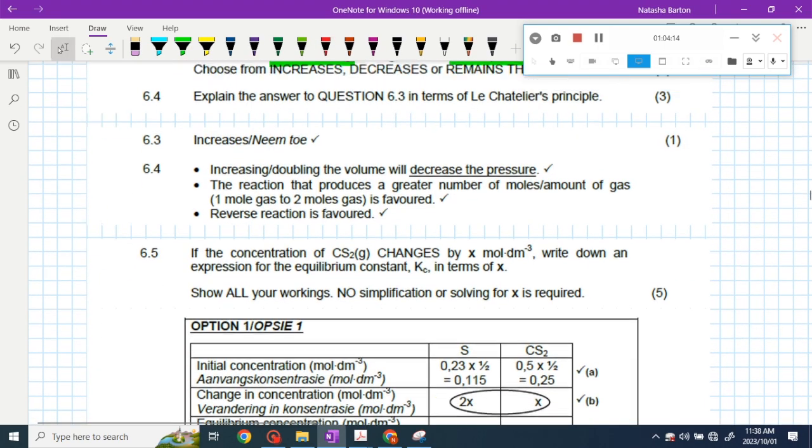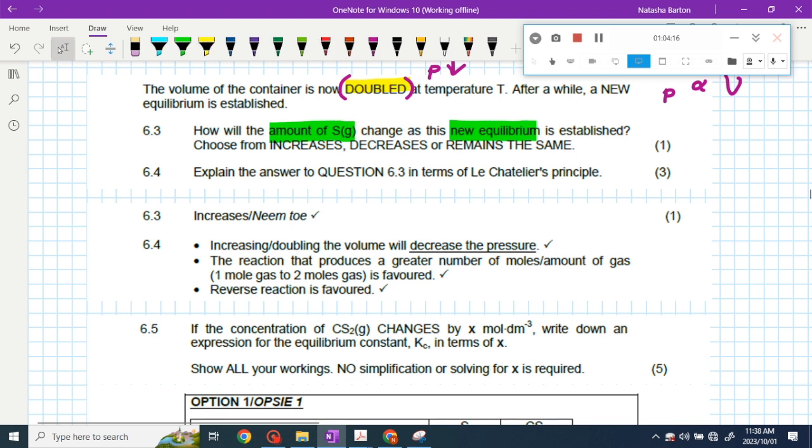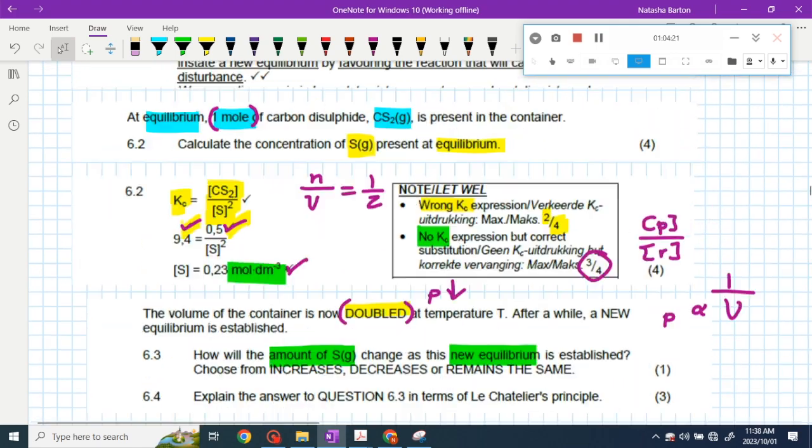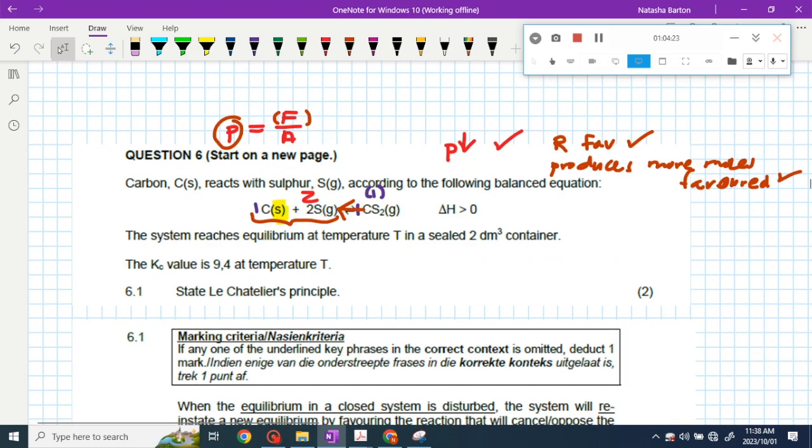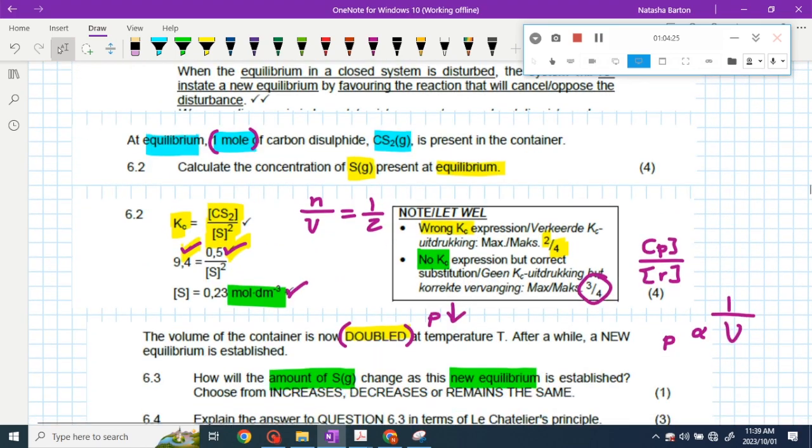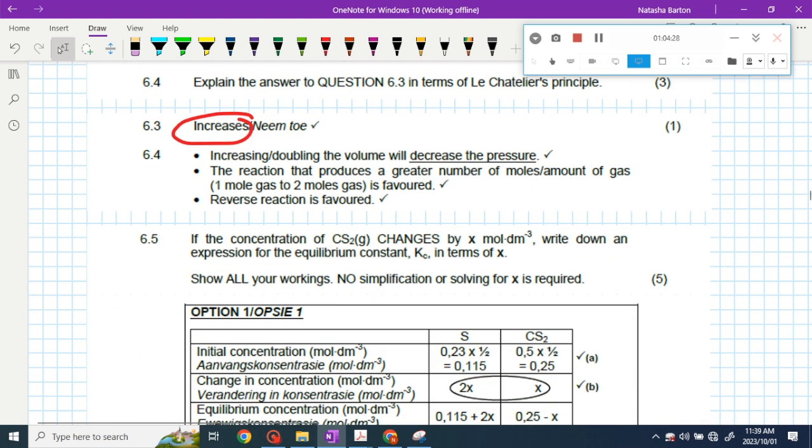Okay, so if we go down, again look and see. Firstly, they give a mark for saying what's going to happen to the amount of S. Well, if the reverse reaction is favored, the concentration of it is going to increase. We're going to increase the amount of it. But where are they giving the marks? They're giving a mark, number 1, for saying increasing the volume decreases the pressure. What we observe, what is happening to the physical quantities. Your second mark you are getting for telling me the reaction with the greater number of mole is favored.